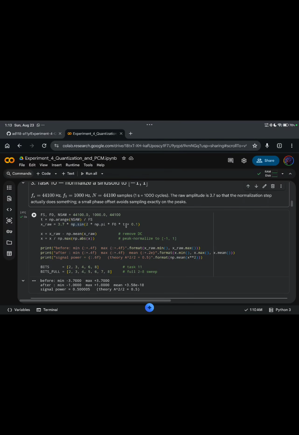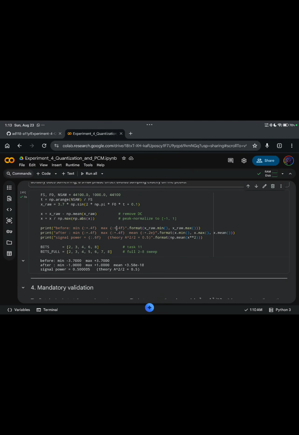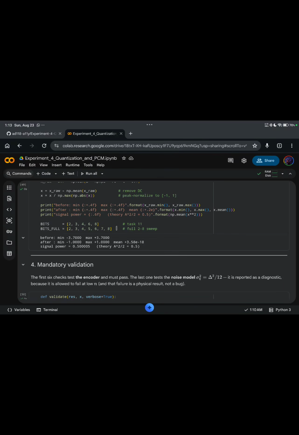I first remove the DC component and then normalize the signal to the range from -1 to +1. The output confirms the signal range, mean value, and signal power. The normalized sinusoid has signal power close to the theoretical value, A squared by 2 equal to 0.5. Here it is very close to the theoretical value.